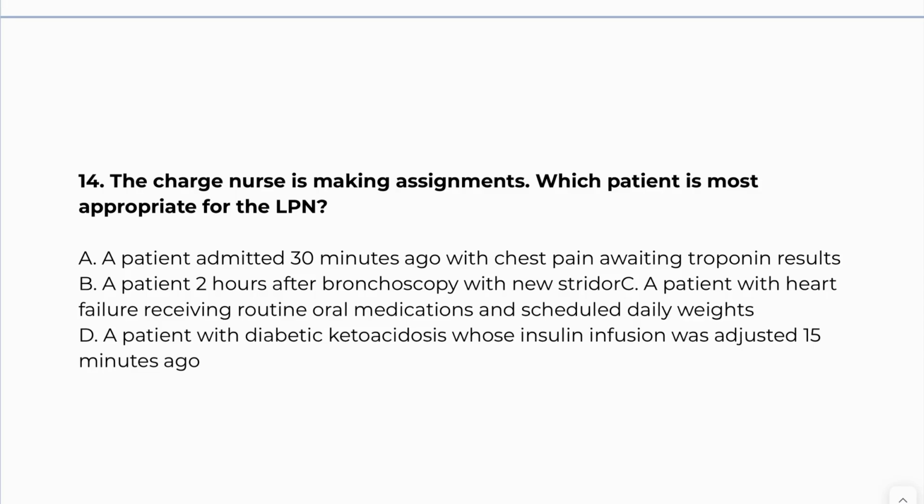Okay, so question number 14. The charge nurse is making assignments. Which patient is most appropriate for the LPN? Oh, I just saw letter C in there. So sorry about the letter C, but it's A, B, C. C is towards here. And then this is D.